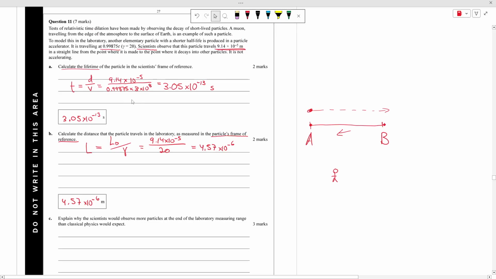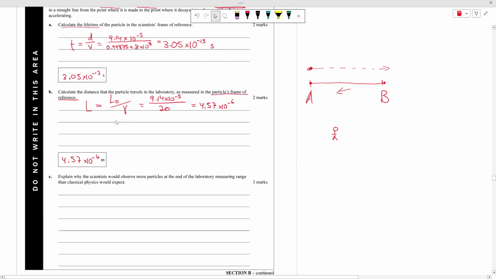So we would expect more particles to be detected simply because from the muon's reference frame, they don't have to travel as far to be detected, and therefore more of them would reach that detection point before they decay. So that's one way to interpret the answer to this question, purely based on the length of their journey, in terms of how far they can travel before they decay.